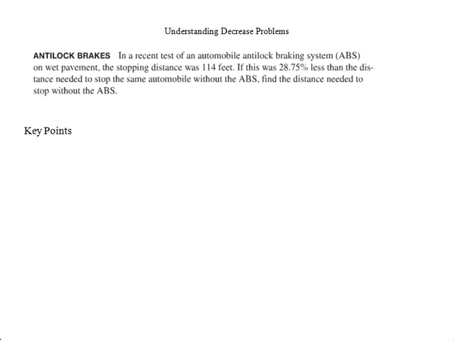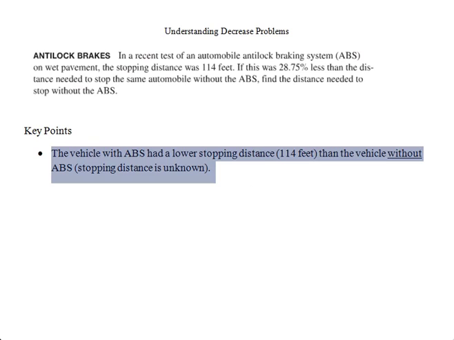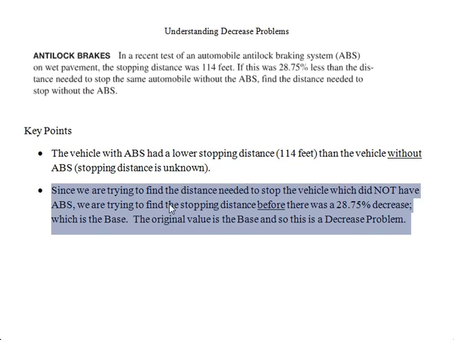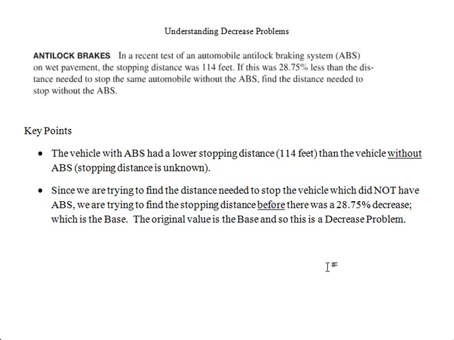Now, what are some of the key points of this problem? Well, first, the vehicle with ABS had a lower stopping distance, in this case 114 feet, than the vehicle without the ABS system. In this case, the stopping distance of the vehicle without ABS is unknown. Since we're trying to find the distance needed to stop the vehicle which did not have ABS, we're trying to find the stopping distance before there was a 28.75% decrease, which is the base. So the original value is the base, and so this is a decrease problem.